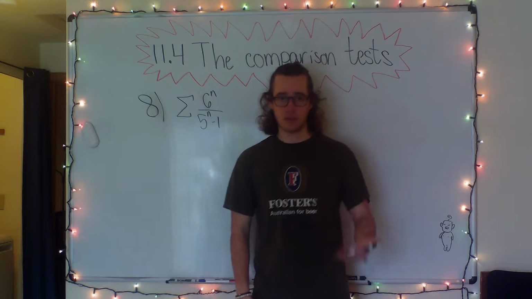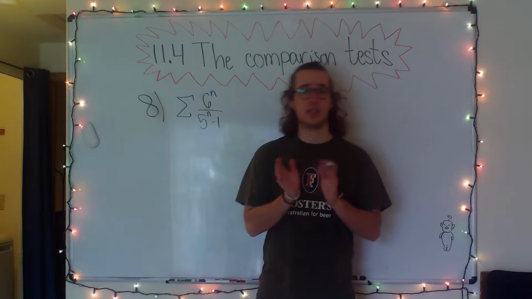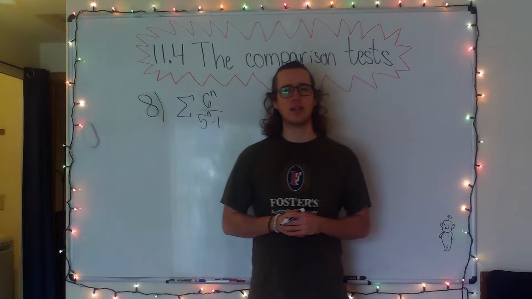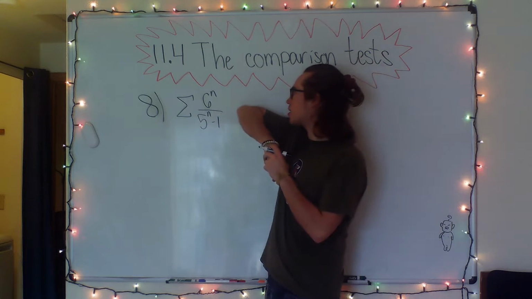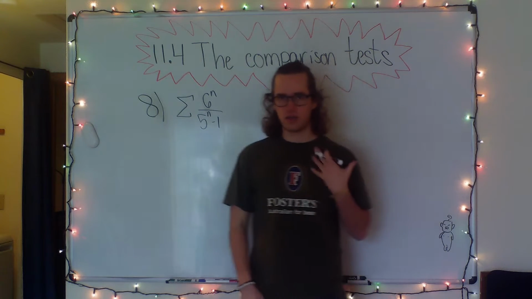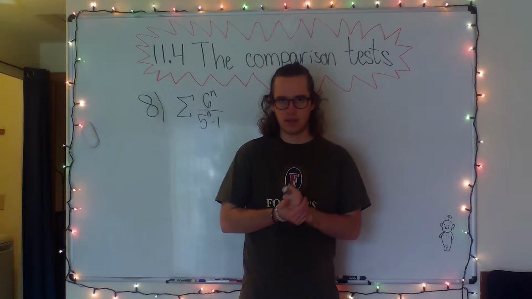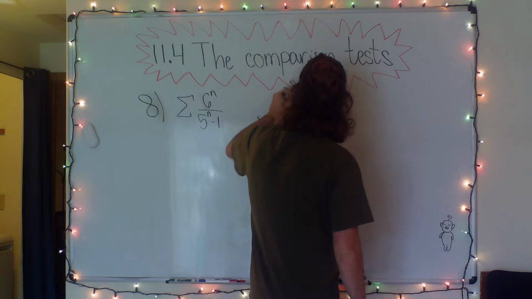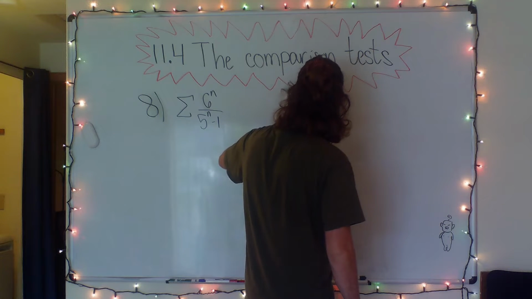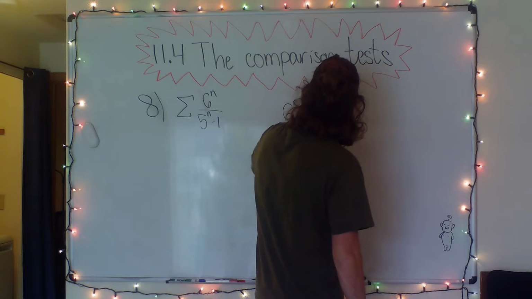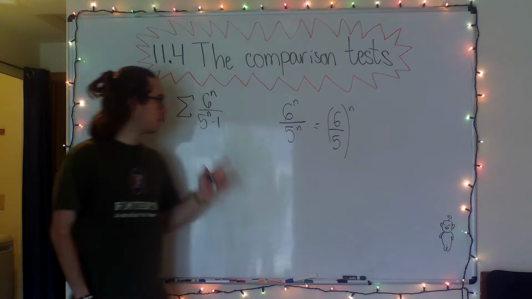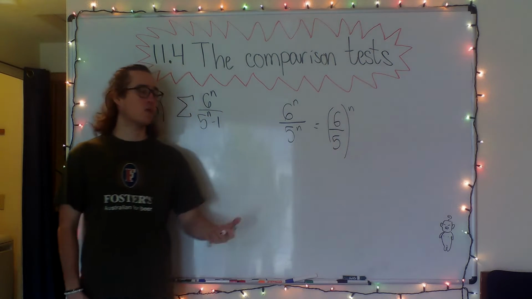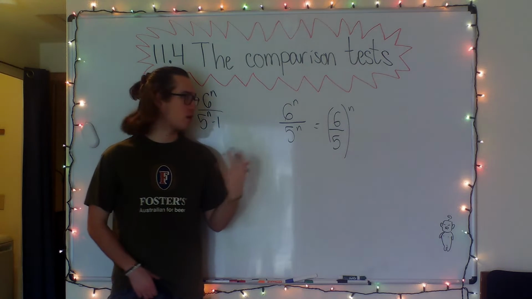We're going to use the first comparison test, which compares the sequences with one another, and we're going to notice 6 to the n over 5 to the n minus 1 is greater than or equal to what for every term? Well, if we have 6 to the n over 5 to the n, which is equal to 6 over 5 to the n, we know that 6 to the n over 5 to the n minus 1 is going to be greater than or equal to all these terms.